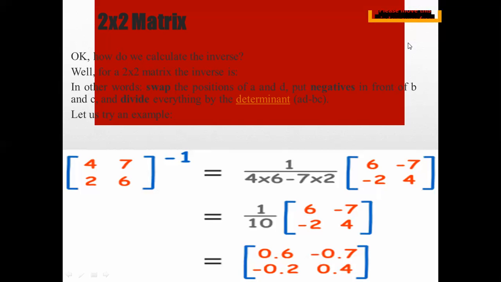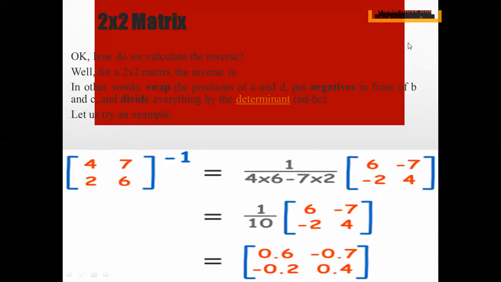This whole is divided by the determinant. The determinant is nothing but AD minus BC. So 4 multiplied by 6 minus 7 multiplied by 2. Then 4 multiplied by 6 is 24 minus 14. The answer is 1 by 10. Then this is multiplied with the matrix 6, minus 7, minus 2 and 4.